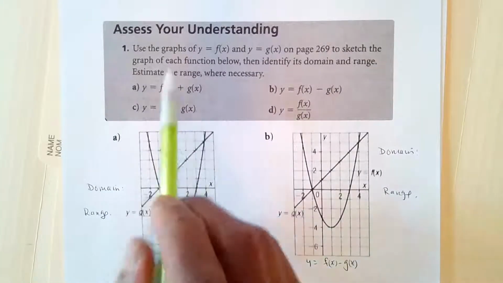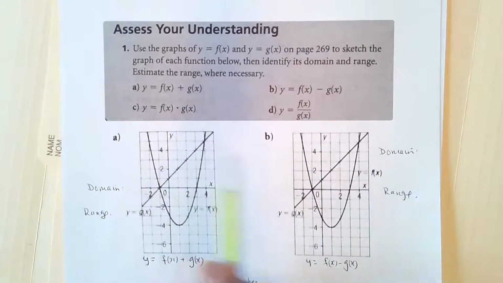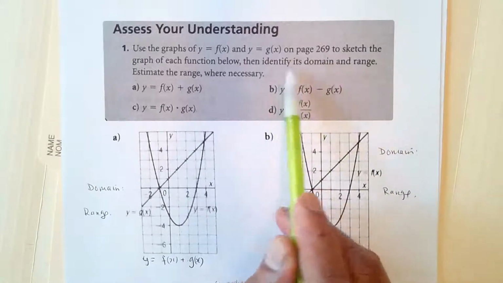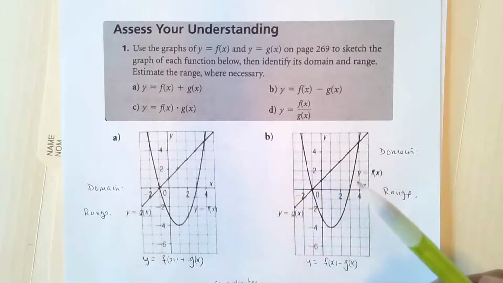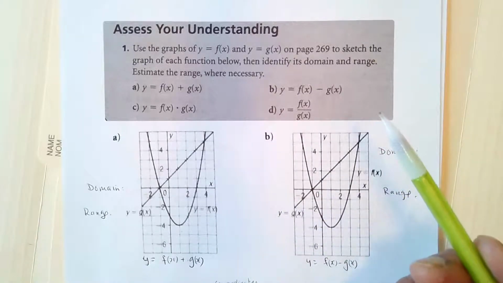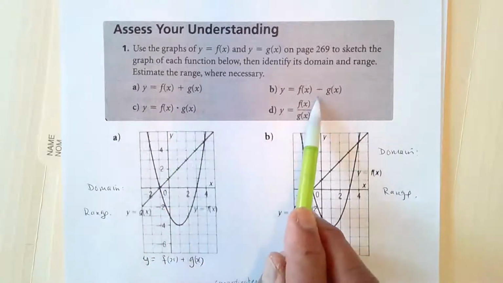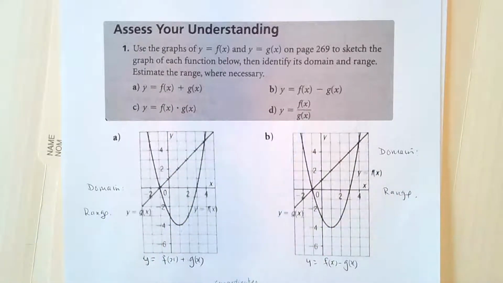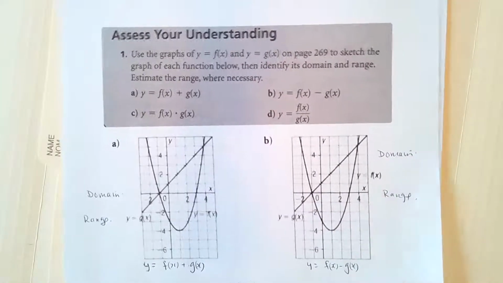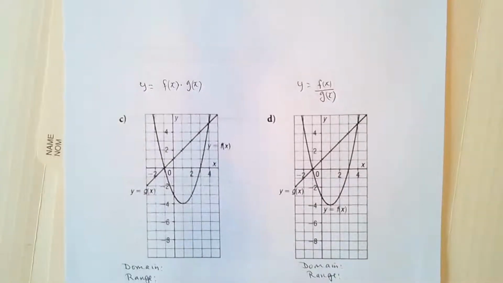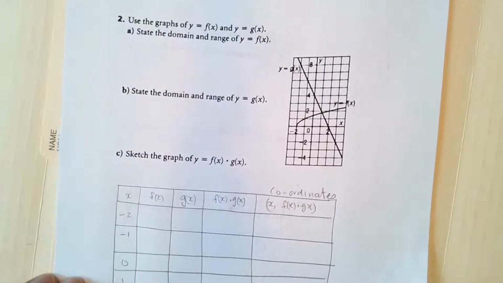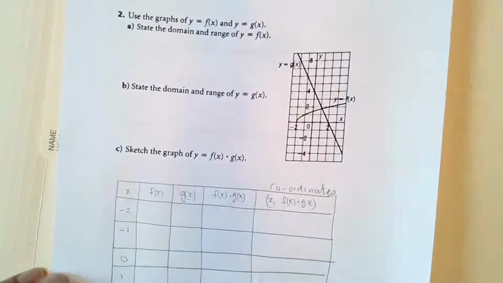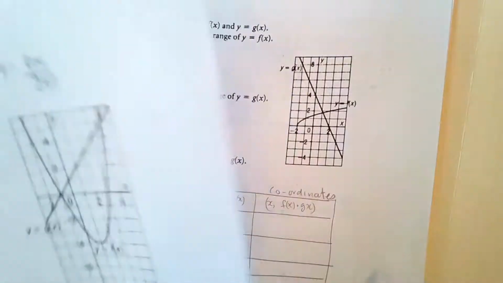So the first question has four parts, A, B, C, and D. You're asked to sketch the graph of a combined function and then find its domain and range. So you have a sum, difference, product, and quotient. A and B we'll do first, then we have C and D. Then question 2, very similar. And finally, question 3. So let's start with the first question.